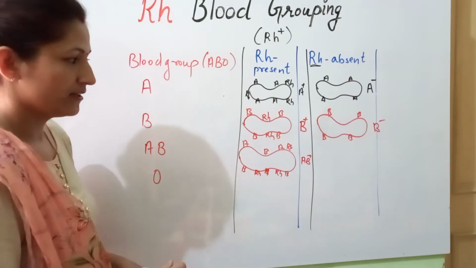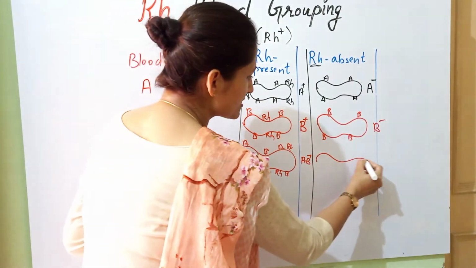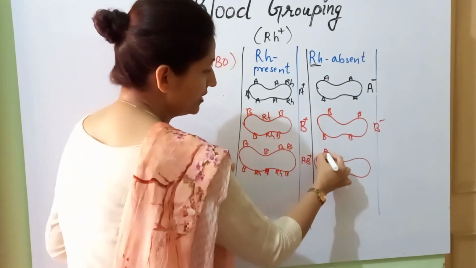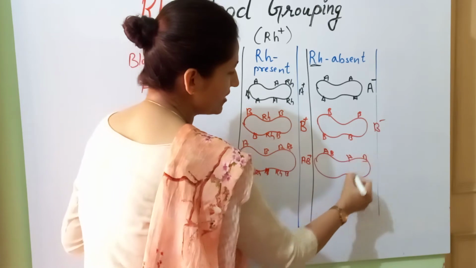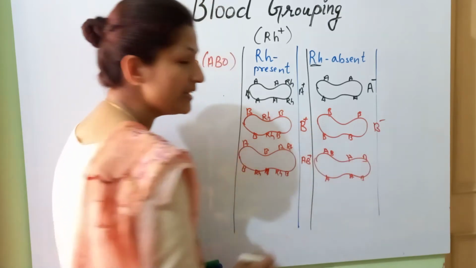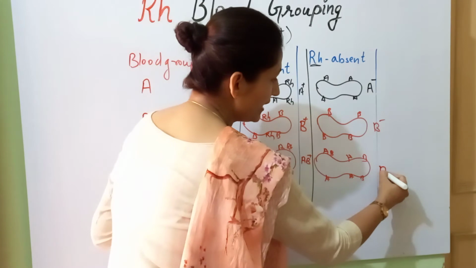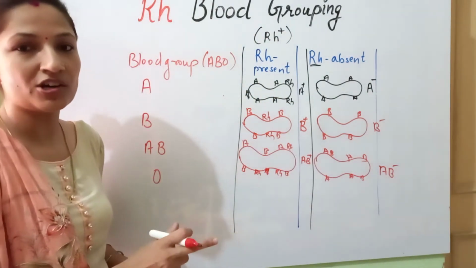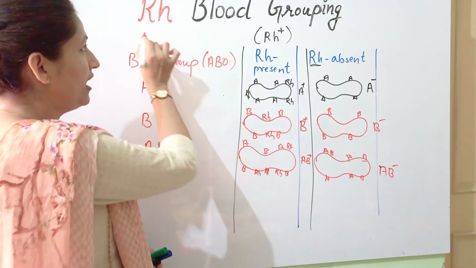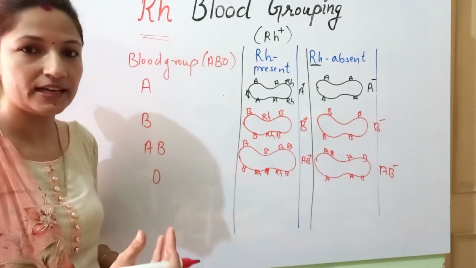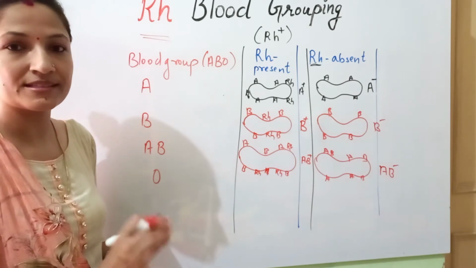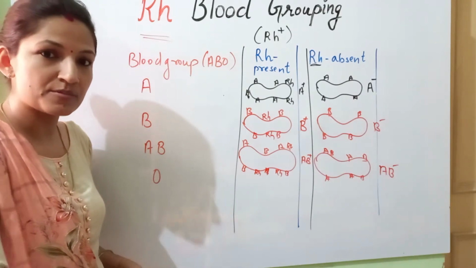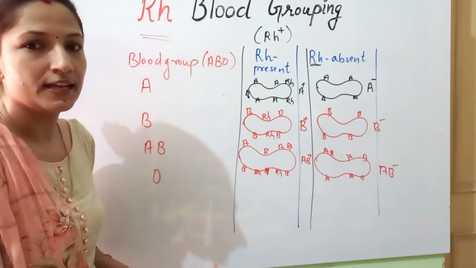Got it? Fine. And if the person is not having this Rh antigen, then the person is having only A and B antigen. That will be AB negative. So this positive and negative is because of the presence of this Rh factor or Rh antigen. Its presence is going to decide that the blood group is positive. Its absence is going to decide that the blood group is negative.